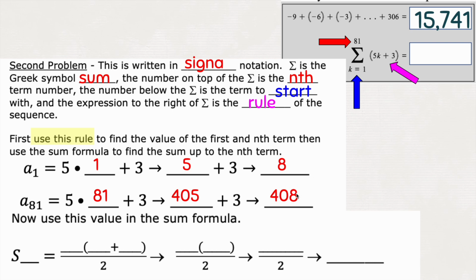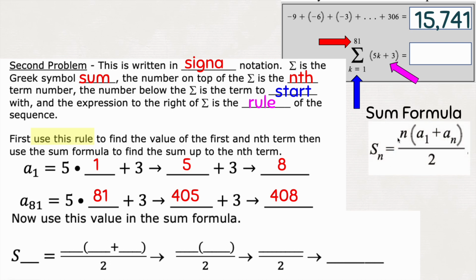So now I have all the pieces I need. I know my term number, I know my first term, I know my last term. So I can go ahead and plug it in to my sum formula. So remember, my term number goes first, that's 81. And then I'm going to add my first and last terms together and divide all that by 2. So 8 plus 408, that's 416.